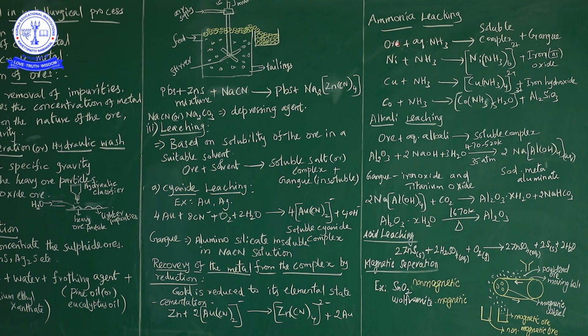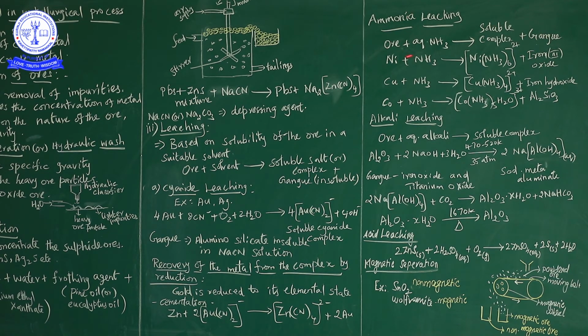So here, in ammonia leaching, the ore is dissolved in aqueous ammonia. Aqueous ammonia means ammonia with water. We get a soluble complex plus gangue. Only a complex will form, there is no formation of salt. So soluble complex and gangue particles are formed.